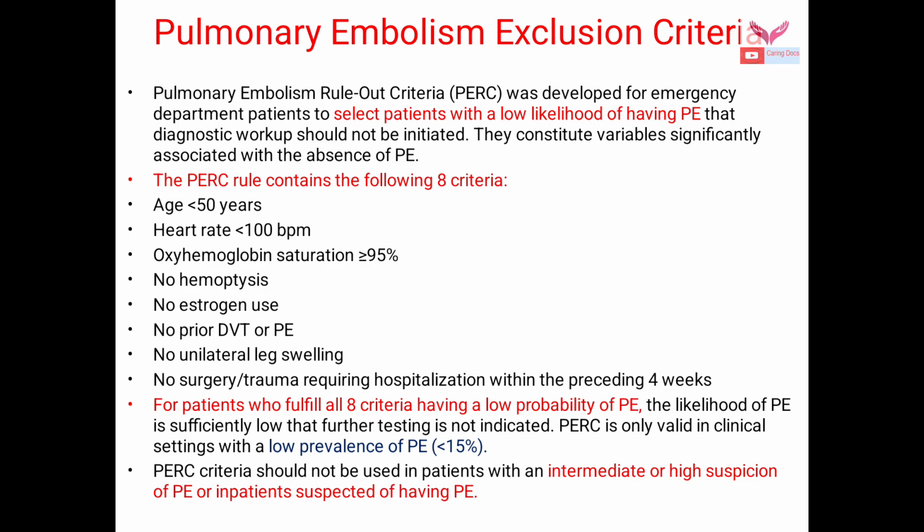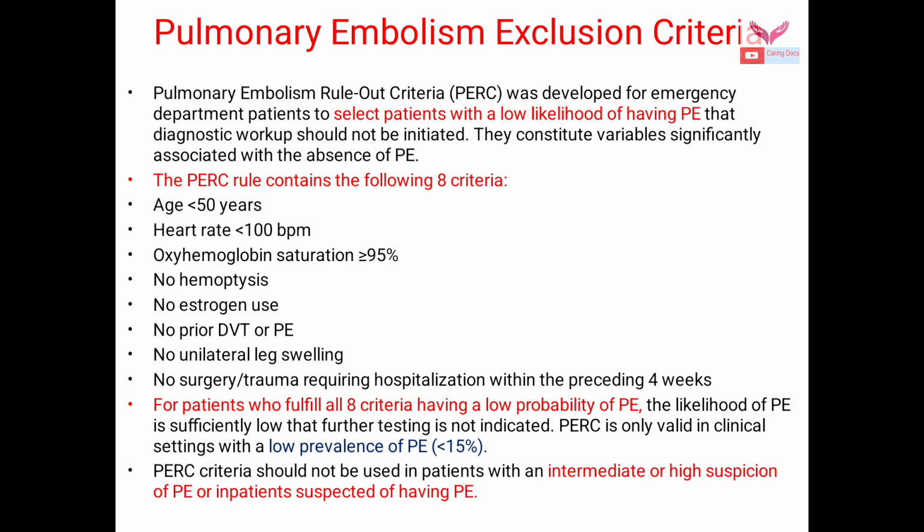The pulmonary embolism exclusion criteria has 8 variables, like if the age is less than 50 years, heart rate less than 100 beats per minute, oxygen hemoglobin saturation more than 95%, no hemoptysis, no estrogen use, no prior DVT or PE, no unilateral leg swelling, no surgery or trauma requiring hospitalization within the preceding 4 weeks. For patients who fulfill all these 8 criteria, they have very low probability of pulmonary embolism, and the likelihood of pulmonary embolism is sufficiently low that further testing is not indicated.